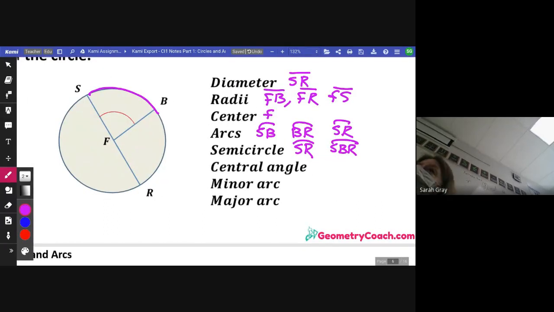There are multiple central angles. Let's pick one. SFB. That's the one that is marked. Don't forget your angle symbol.